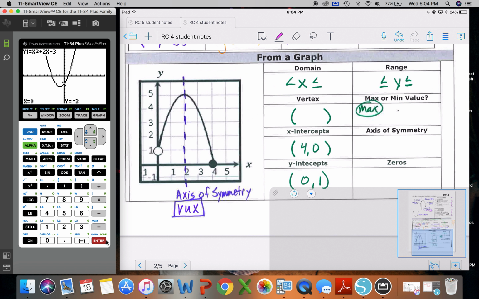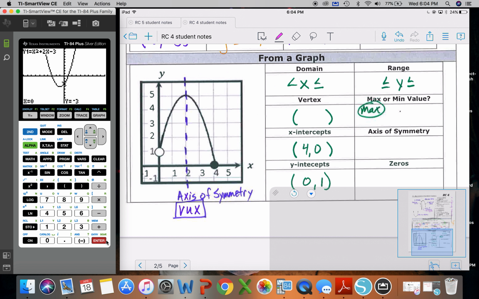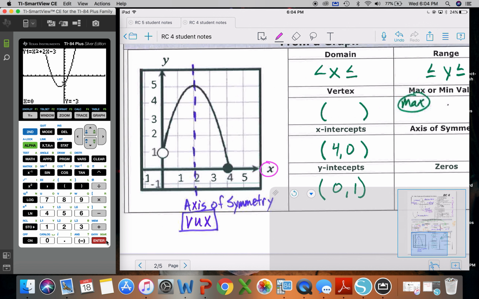If you are given a graph and not an equation to plug into the calculator, then you can still identify these things exactly like you see them, just without using the calculator. So my domain is my x values. My x's go from 0 to 4. And because we use less than signs, we always go least to greatest.